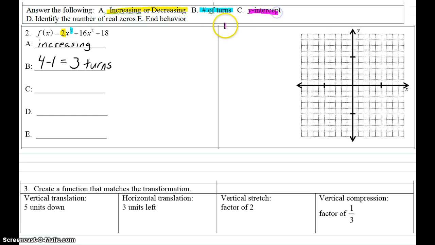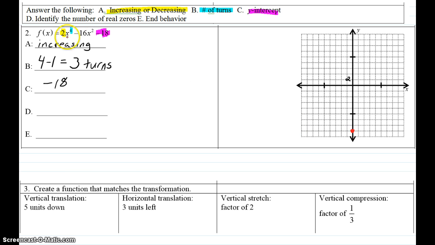Let's look at the y-intercept. The y-intercept, the constant at the end, that negative 18. So we have negative 18. And so now over here for our graph, I can't put negative 18 on this unless I count by a different number. So I'm actually going to count by 2's. So then down here would be negative 18.